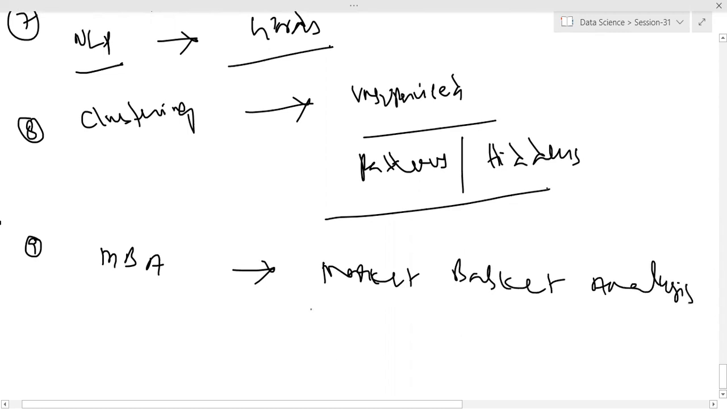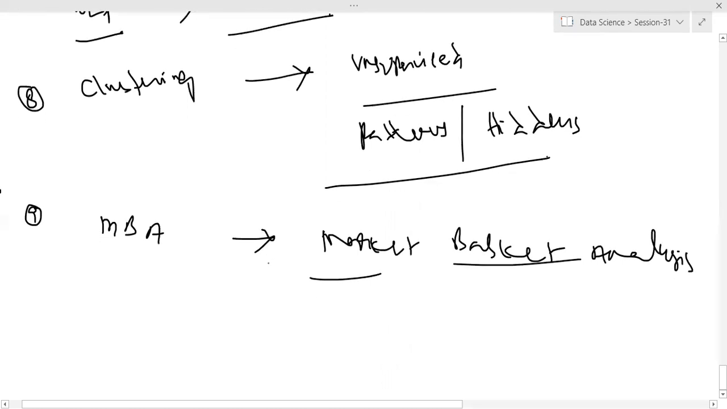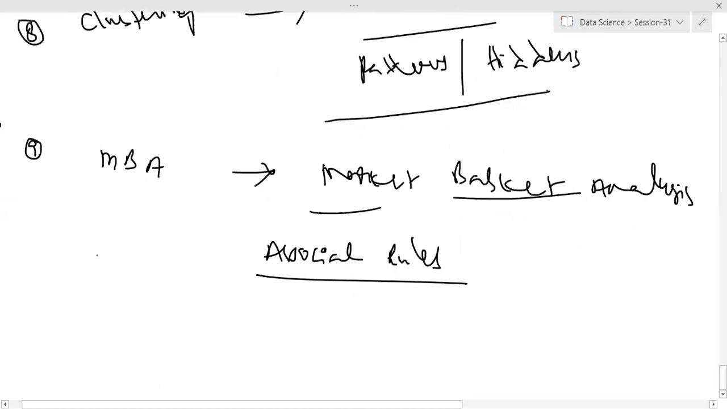Okay, friends, market basket analysis. If you observe this MBA, as our friend told, these are all completely playing around the association rules. Can you give some example, friends? That day we have seen some examples. But some retail examples: if somebody is buying one kind of product, like coffee, then we can interlink with this similarity.